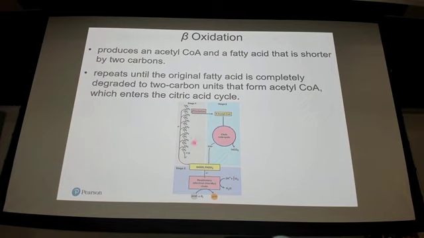So as I mentioned, beta oxidation removes carbons, 2 carbons at a time, to create acetyl-CoA. That's the first step shown here. The second step, you are very familiar with this: those acetyl-CoAs are brought into the TCA cycle, then the electron transport chain to produce ATP. Any questions?